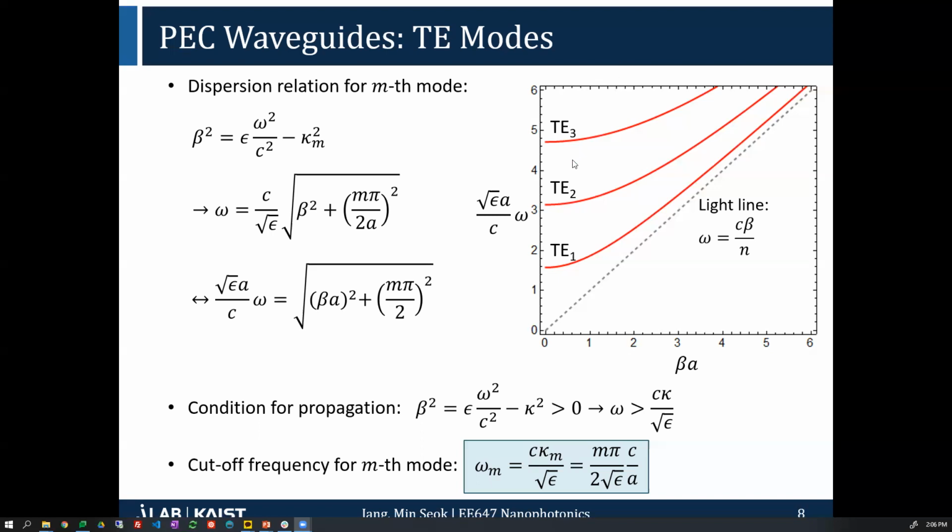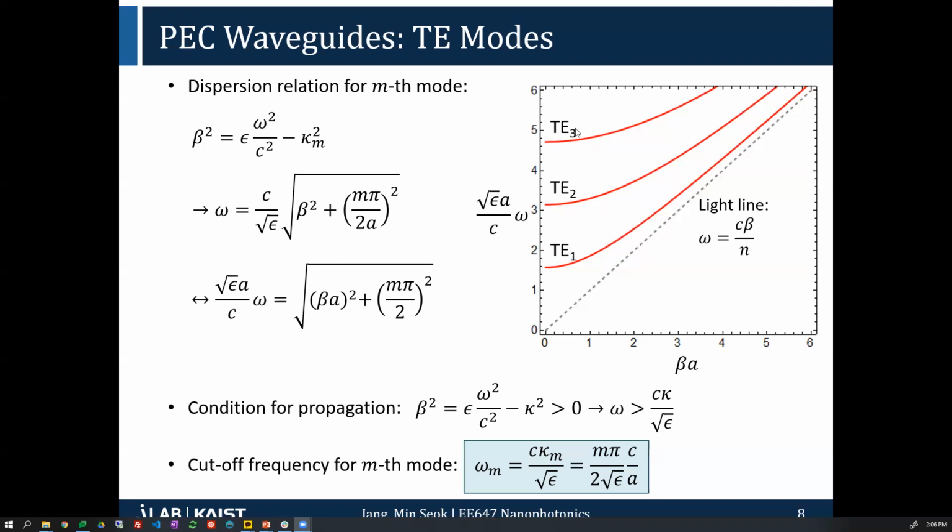Okay, and then we can use this number m equals 1, 2, 3 as a mode identifying number, like TE1, TE2, TE3. These are all different numbers. And what you can see here is that all these modes have a cutoff.